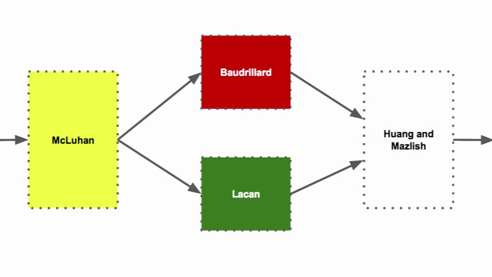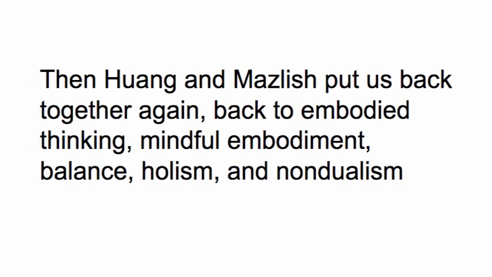So this was kind of like our path or course, kind of started with McLuhan, diverged into Planet Baudrillard and Planet Lacan, and then on into a kind of reintegrated world described by Huang and Maslish. So they more or less put us back together again, back to embodied thinking, mindful embodiment, these kinds of combinations or relational wholes, balance, holism, non-dualism. These are all things that we could associate with the kind of work that Huang and Maslish both made us aware of.